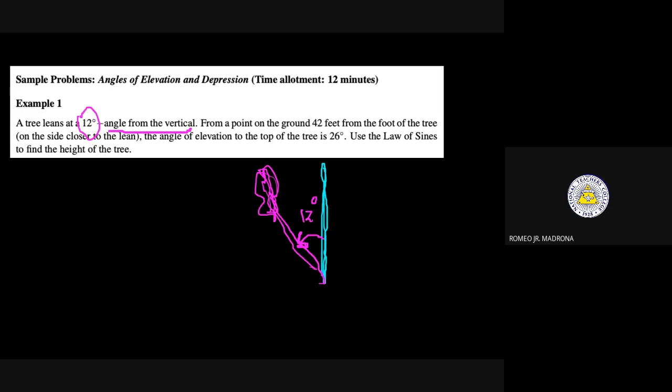Next, from a point on the ground, 42 feet from the foot of the tree, so nandito, 42 feet, from the foot of the tree, on the side closer to the line. Ito yung linya, di ba? So, dapat nandito yung distance. Kasi pag dito natin linagay, hindi na siya closer. Longer, farther na siya from the line, di ba?